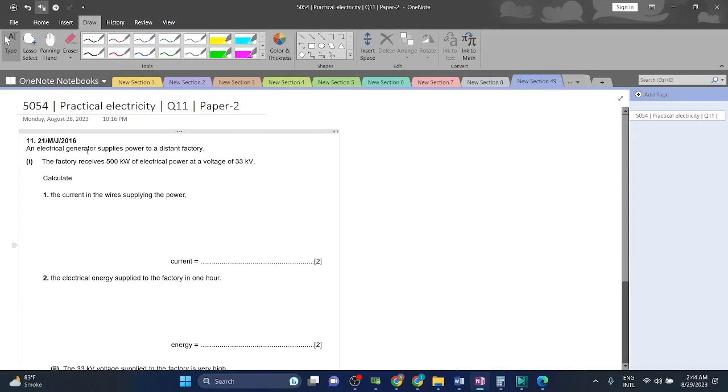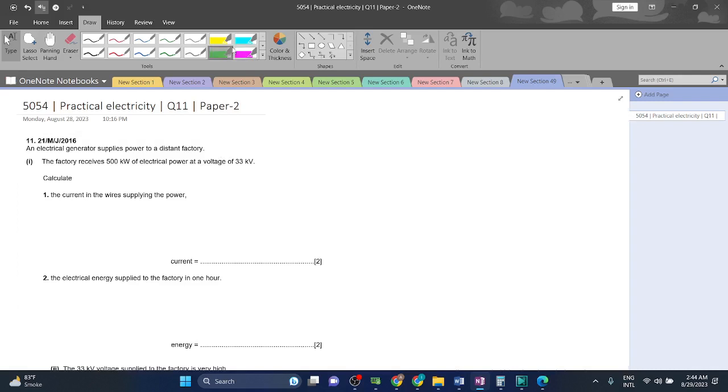Let's start. Question 11. An electrical generator supplies power to a distant factory. The factory receives 500 kilowatts of electrical power at a voltage of 33 kilovolts. Calculate the current in the wire supplying the power.